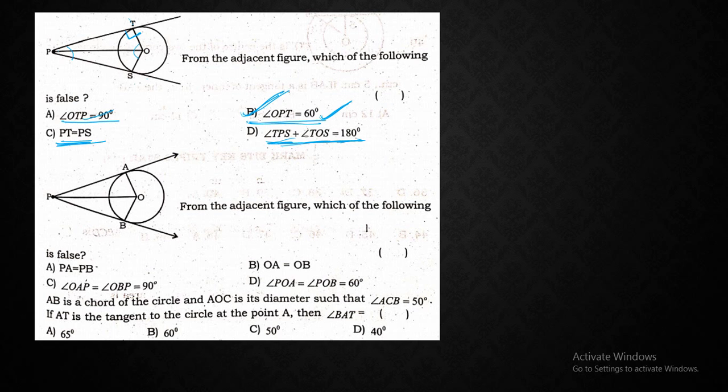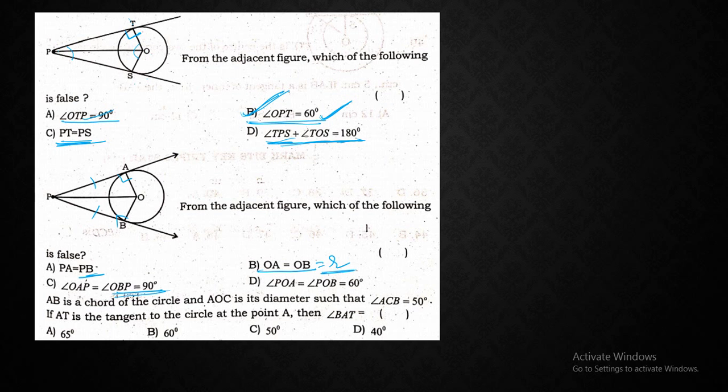Next, coming to the next question. From the adjacent figure, which of the following is false? PA is equal to PB. So this is correct. Next, OA is equal to OB. Since this is radius, it is also correct. OAP is equal to OBP is equal to 90. So this is also correct.